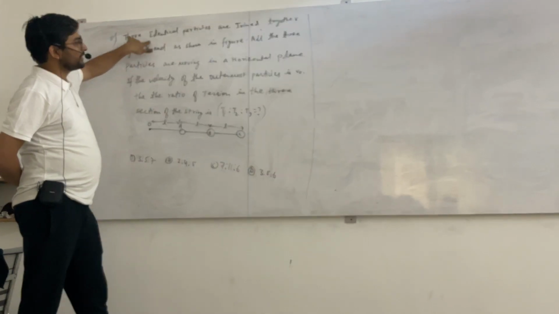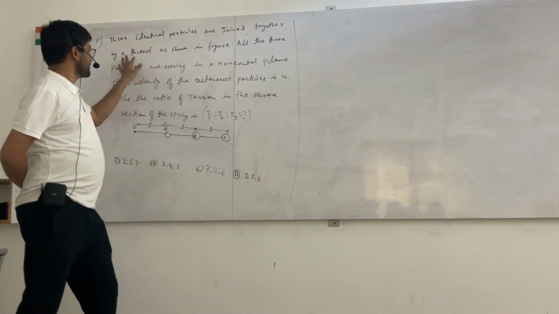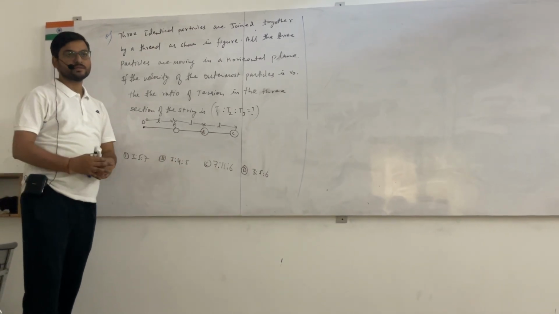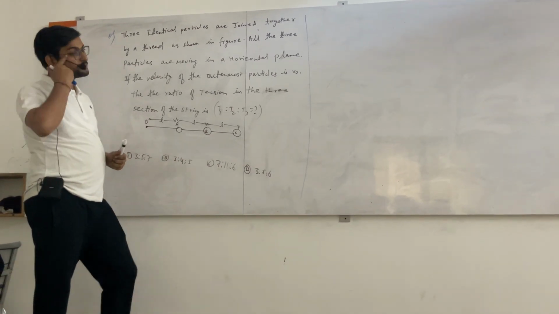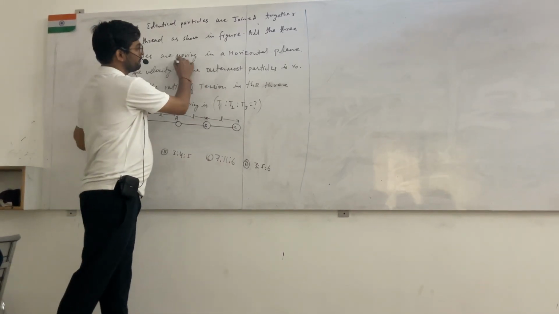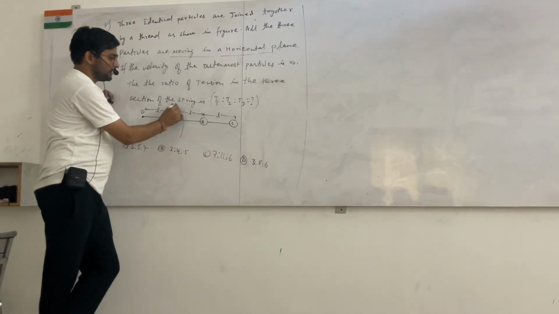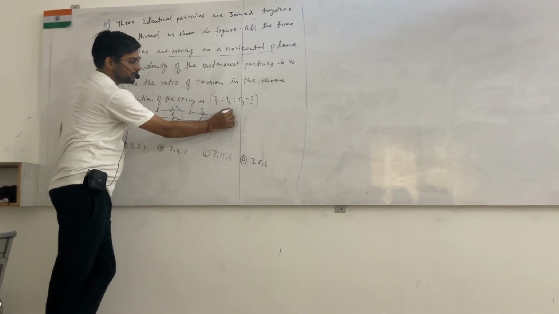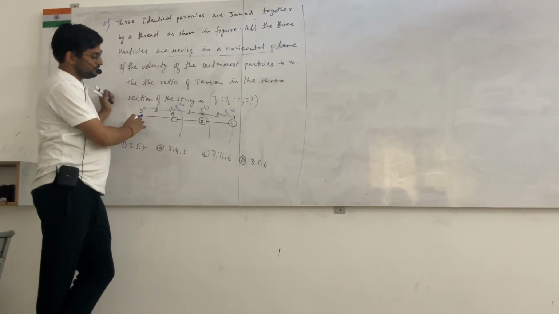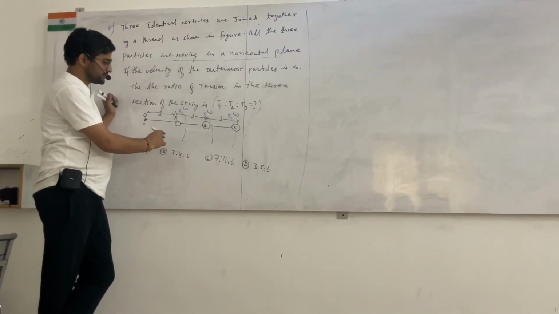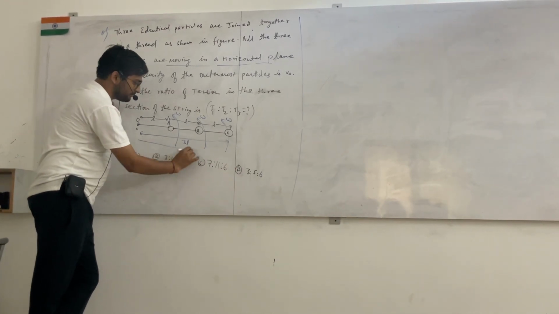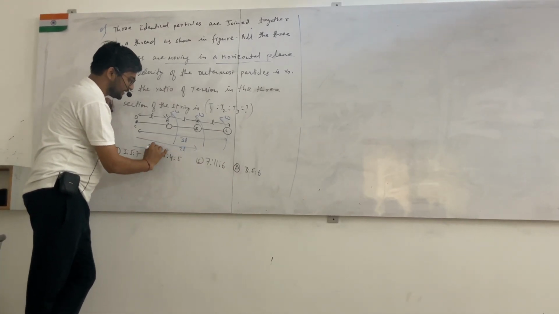Three identical particles are joined together as shown in the figure. That means three identical particles, A, B and C, are joined in this case. All three particles are joined with string, right? And they are all moving in a horizontal plane with angular velocity omega. And this is the center, which is connected with O. The distance from the center to C is 3L, to B is 2L, and to A is L.